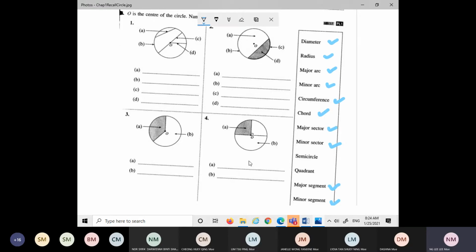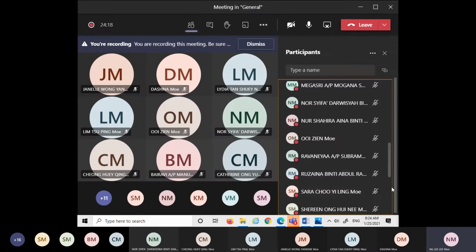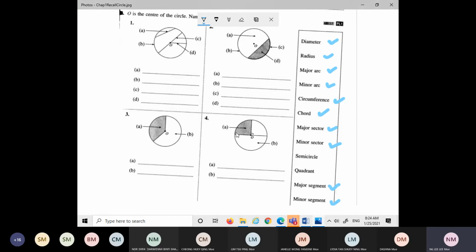Major sector. Okay, now we go to number 4. Okay, we left 2 only. One is semicircle, one is quadrant. Okay. The next girl will be Wei Zian. On your mic, Wei Zian. Okay, 4A. What's the answer? Quadrant. Okay, therefore, the last one, 4B, will be semicircle, means half of the circle. Quadrant is quarter of the circle. Okay, so all the parts you know already.